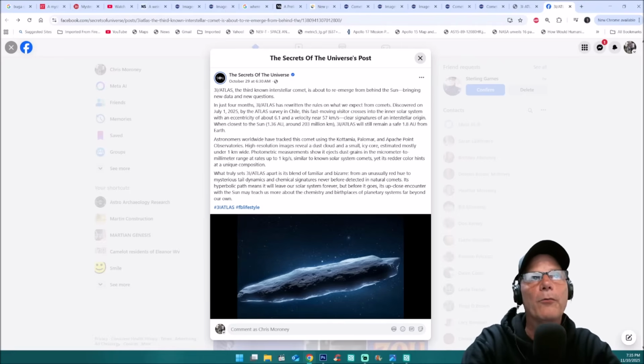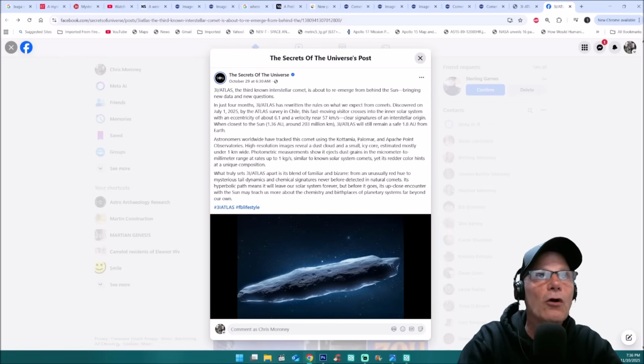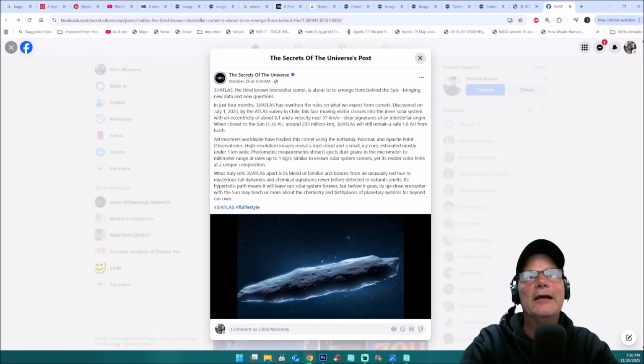When closest to the sun, 1.36 astronomical units, around 203 million kilometers, 3I Atlas will still remain a safe 1.8 astronomical units from Earth. Astronomers worldwide have tracked this comet using the Jaramillo, Palomar, and Apache Point observatories. High-resolution images reveal a dust cloud and a small icy core, estimated mostly under 1 kilometer wide, similar to known solar system comets. Yet its redder color hints at unique composition. So there you go, right? Similar to known solar system comets, yet its redder color hints at unique composition. Right, what it's made out of.